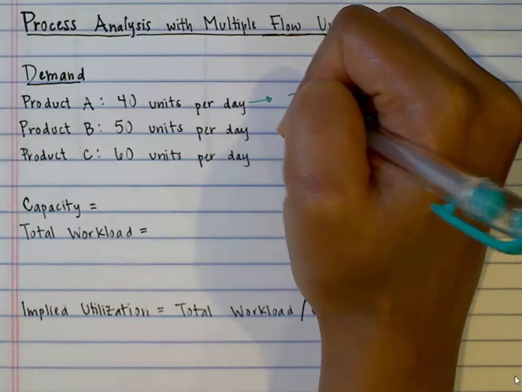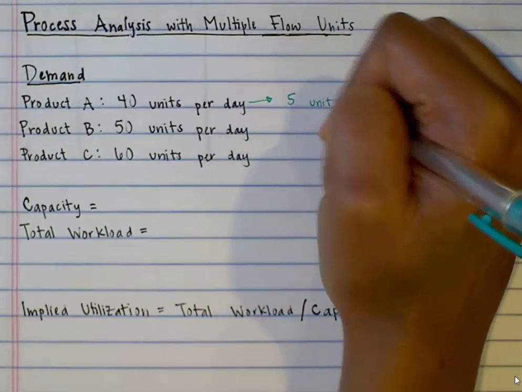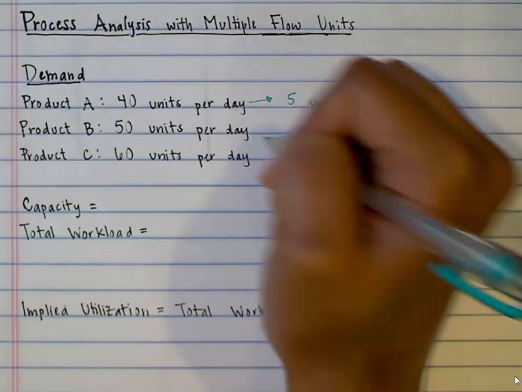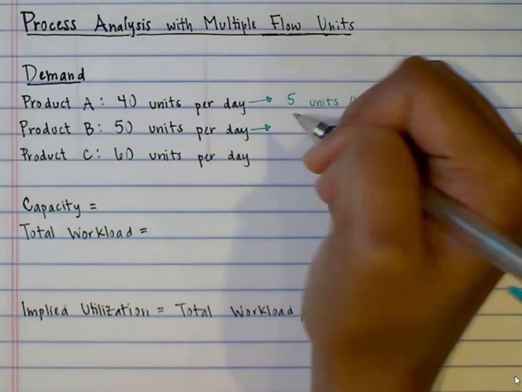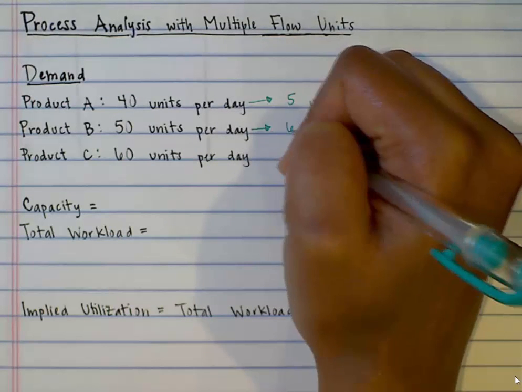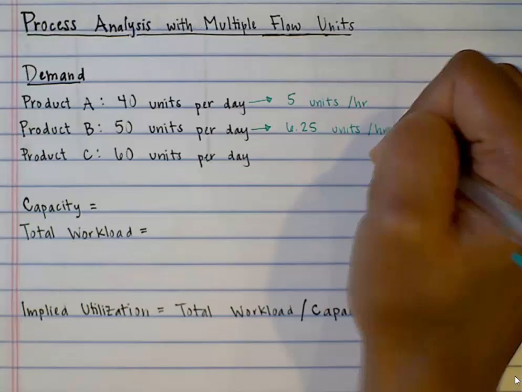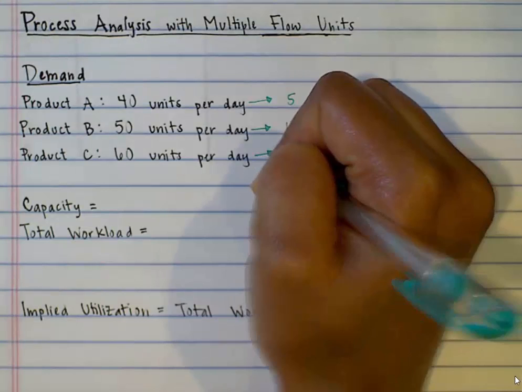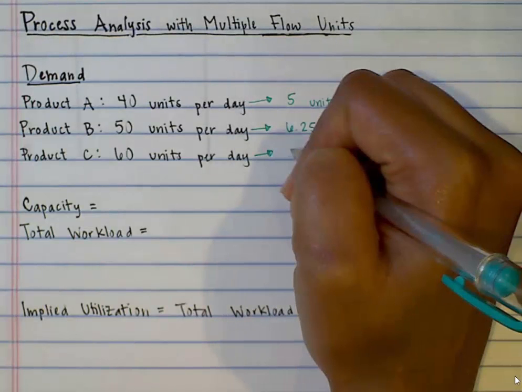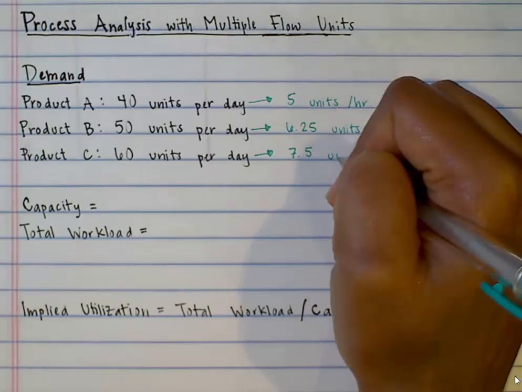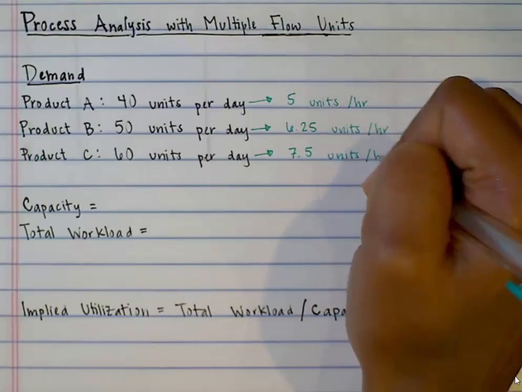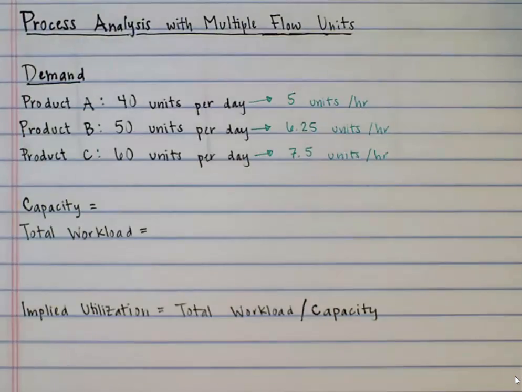40 units per day divided by 8 hours per day equals 5 units per hour, so each resource must produce 5 units per hour to satisfy demand. Similarly, product B has a demand of 50 units per day. 50 divided by 8 is 6.25, so demand is 6.25 units per hour. Finally, product C has a demand of 60 units per day. 60 divided by 8 is 7.5, so demand is 7.5 units per hour.